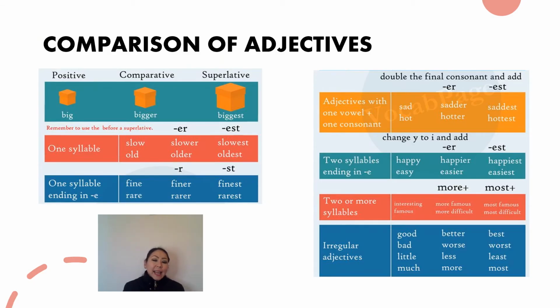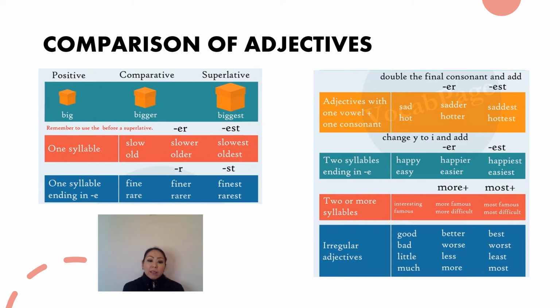Comparison of adjectives has some rules. If they have one syllable, we just add the ER or the EST. Remember that with superlatives we have to use the article the, then the adjective, and then the EST ending. Acuérdense que con los superlativos usamos el the, el adjetivo con la terminación EST. En cambio, con los comparativos únicamente tenemos la terminación ER, como slow, slower, the slowest.